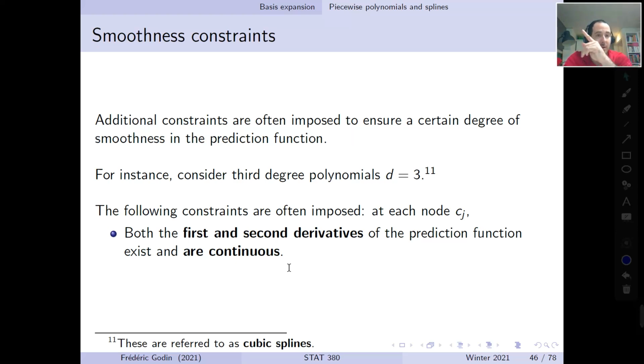Okay, so having continuous first and second derivatives ensures that you have some degree of smoothness. So the second order derivative relates to the convexity. So if you have that, you cannot have a function whose convexity varies abruptly at the node. You will have that the convexity varies smoothly, like continuously.